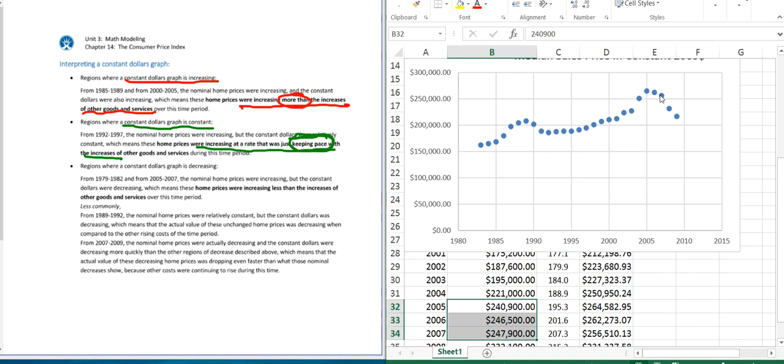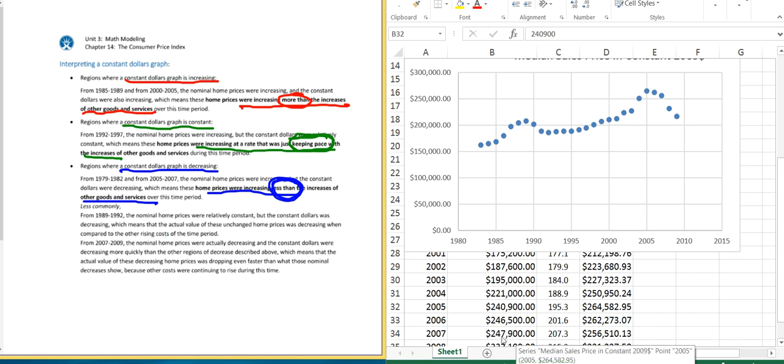So what does that mean? So where the constant dollars graph is decreasing, it meant that the increases of the nominal dollars were increasing less than the cost of other increases of the time. So they were increasing at a pace that was less than inflation. So those increases in home prices were not even keeping pace with what other increases were during those years.